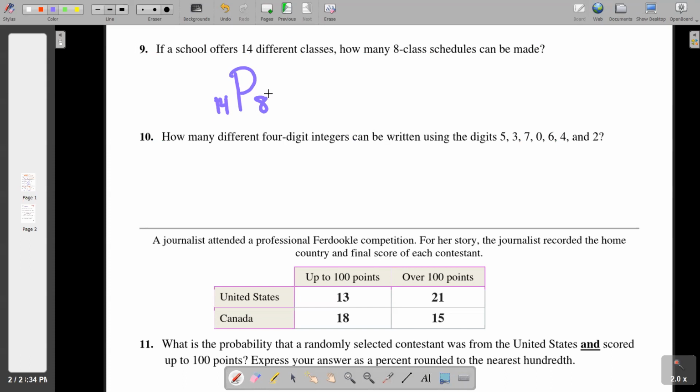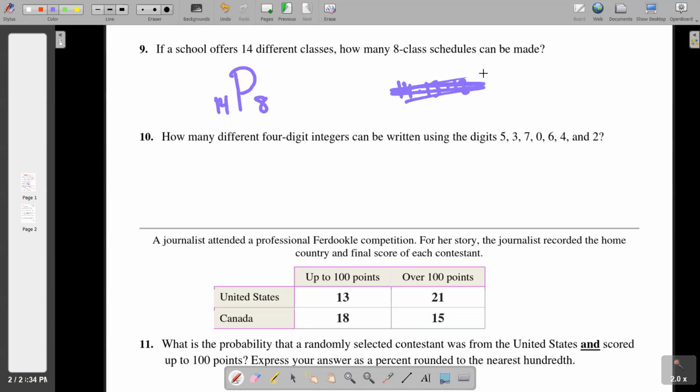Yeah, so this formula accounts for that, but you can't take the same class twice. But you said it matters, like the way the schedule's laid out. First period, you can take 14 classes. Second class, you have 13 to choose from.